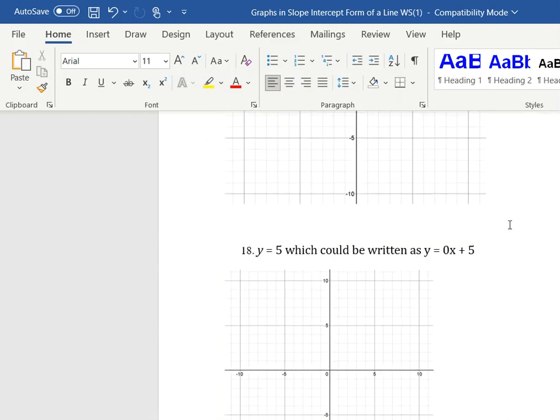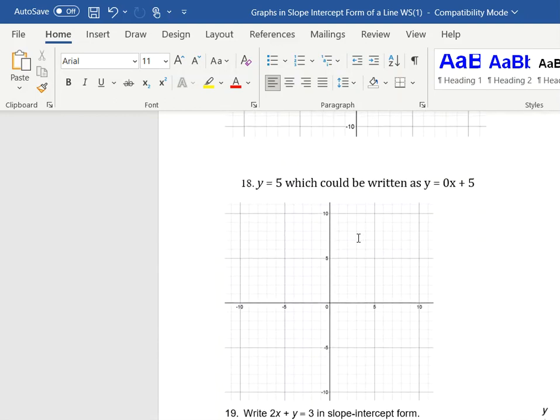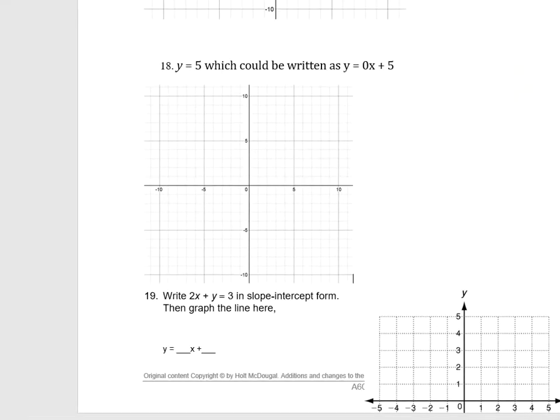And note that in number 18, the graph of the line y equals 5 has 0 for a slope. This is going to be a horizontal line that goes right through y equals 5 because the slope is 0, so you don't go up, so it doesn't have a run. So it just is going to be the horizontal line right through y equals 5. All right, put that back where it goes.